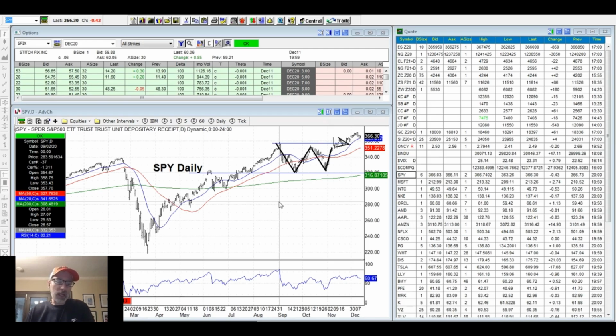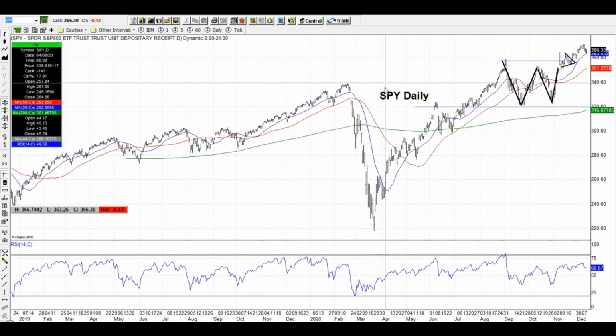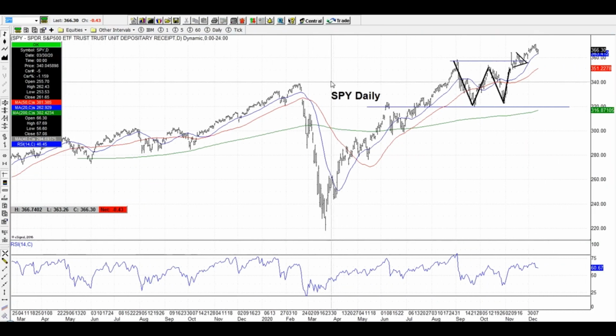Because quite frankly, if you want to make money trading options or even trading stocks, you have to have a good idea of where the stock may be going. So let's open up the chart of the SPY, which is what we usually do on our Saturday synopsis. We always look at the charts.